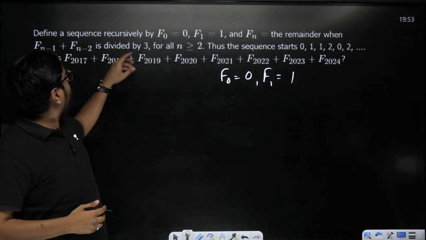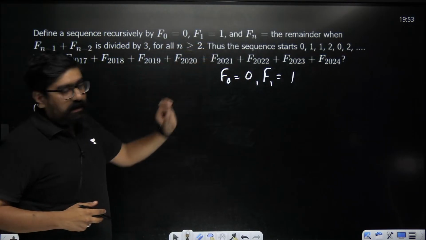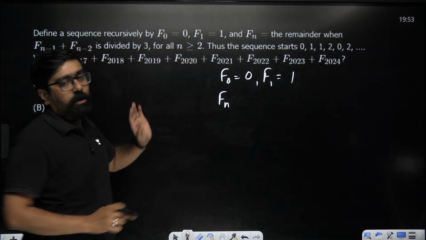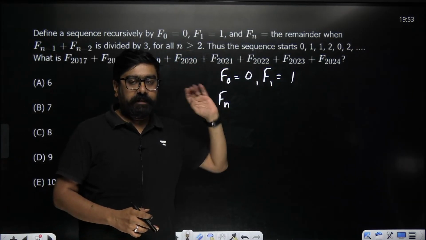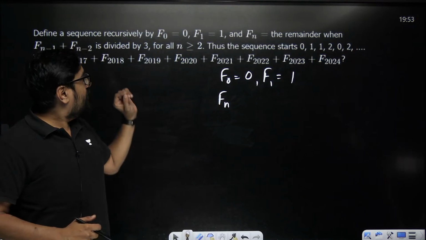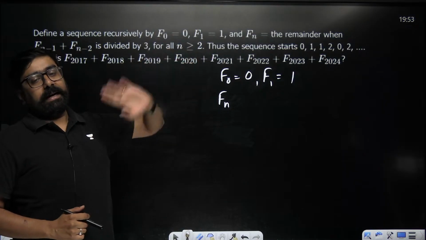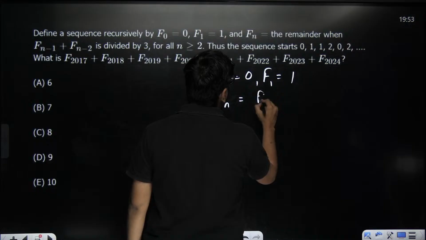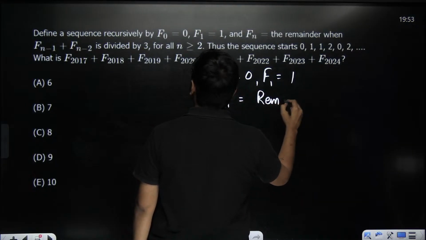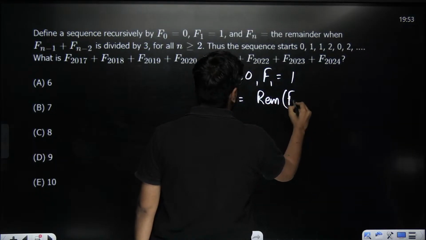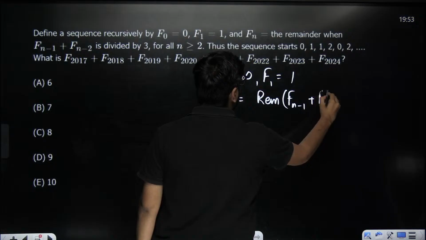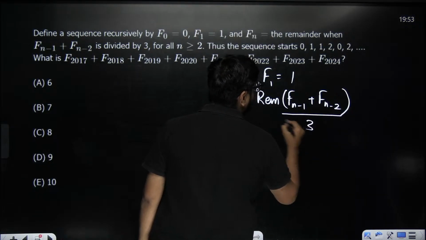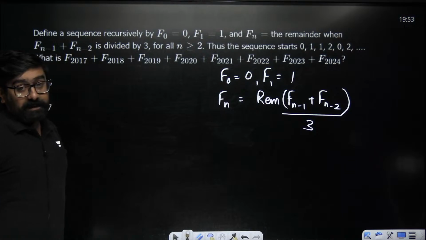Now Fn, any general term, is defined for n greater than or equal to 2, because 0 and 1 they have already given. Fn is the remainder obtained when Fn minus 1 plus Fn minus 2 is divided by 3. This thing is divided by 3.